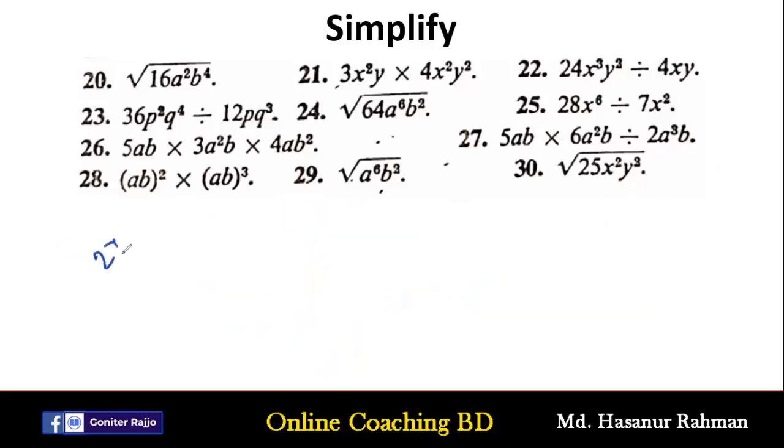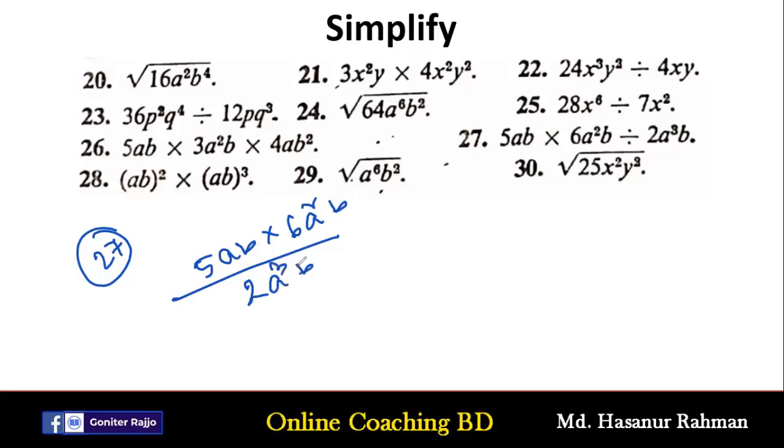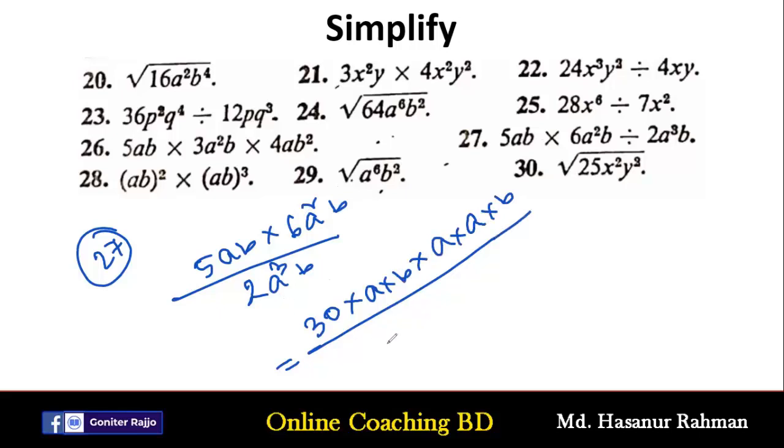And we can solve it in another way. Look at it. There is a multiplication, so we have to multiply 5ab by 6a square b, and there is a division sign, so we have to divide by 2a cube b. Now look at this, we can solve it very quickly. 5ab, 5 multiplied by 6 will be 30, multiplied by a multiplied by b, multiplied by a square, which means a multiplied by a multiplied by b. And 2a cube b is 2 multiplied by a multiplied by a multiplied by a multiplied by b.